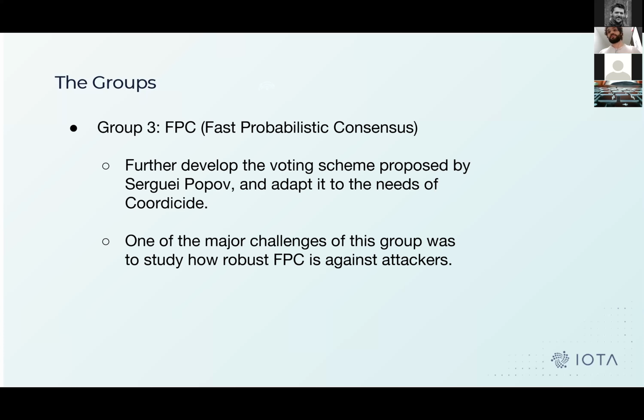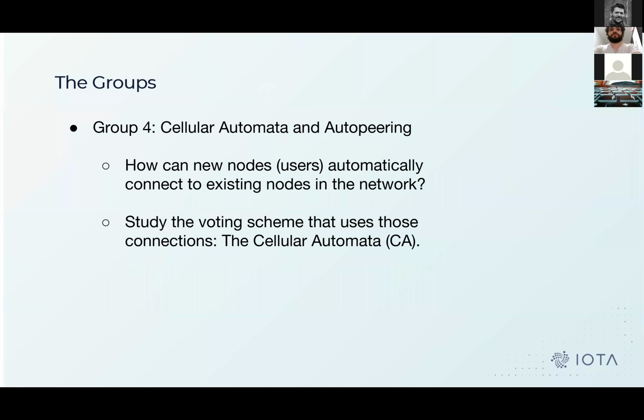It got its mission and was studying how FPC answers to possible consensus attacks, such as Byzantine generals, cellular automata and auto peering. The check on the auto peering, of course.